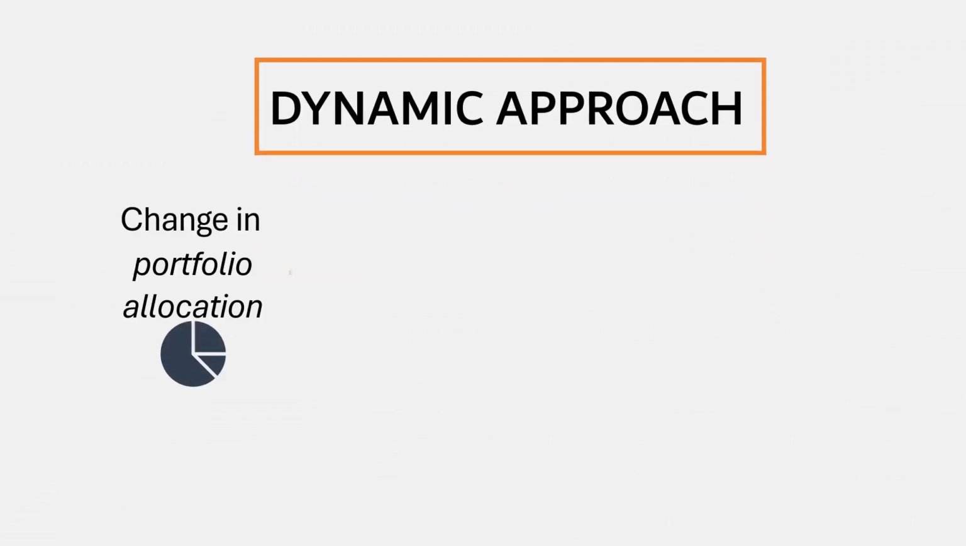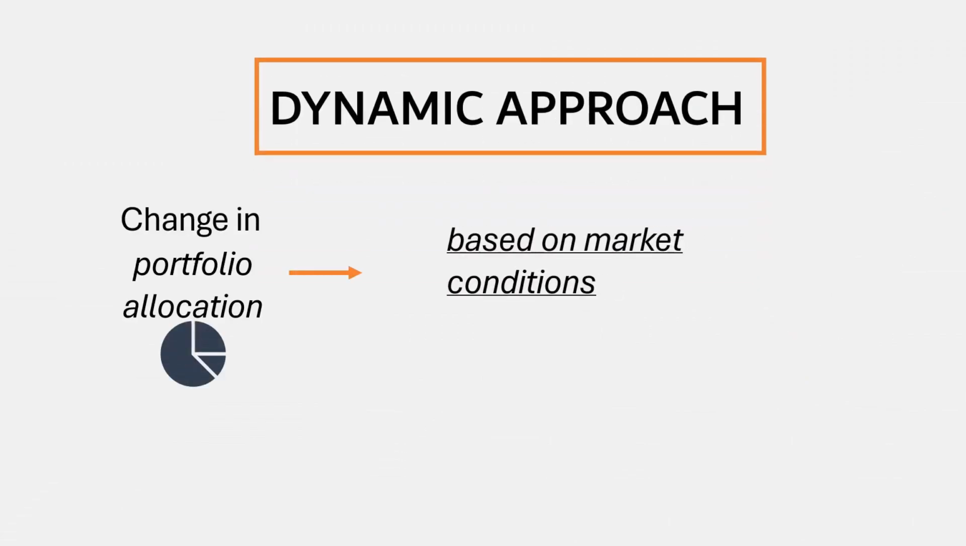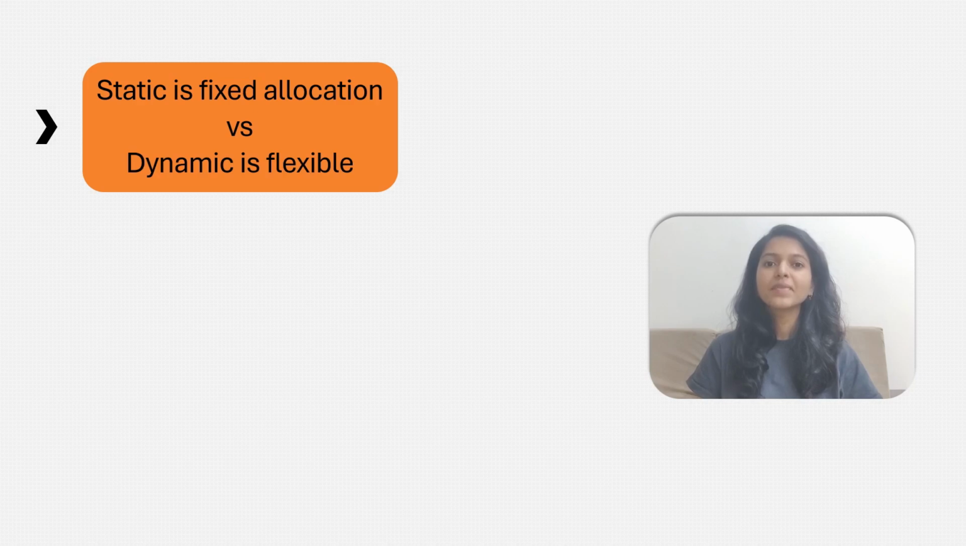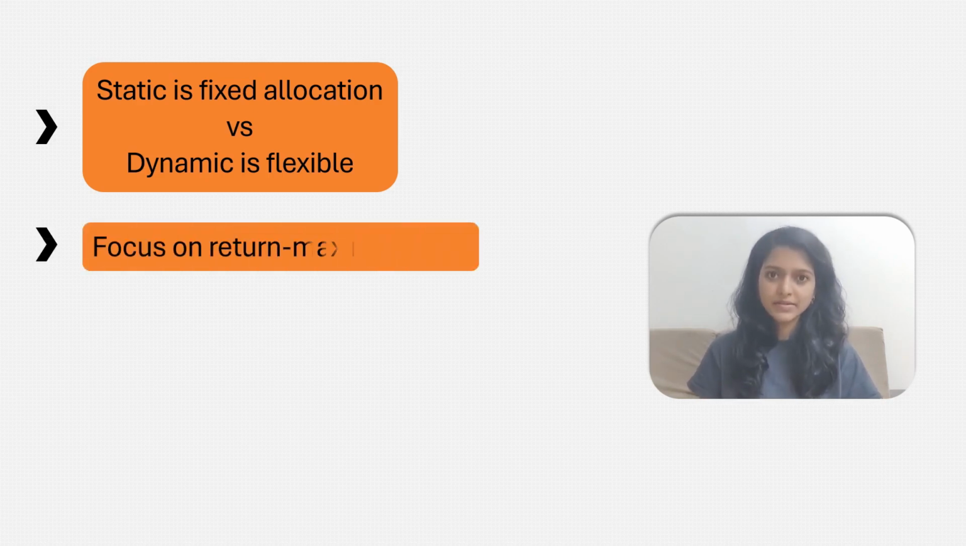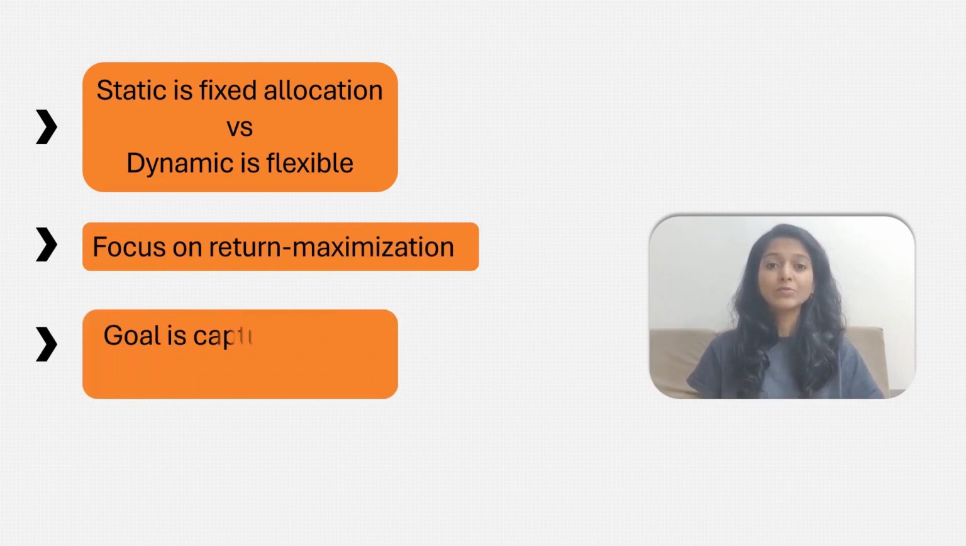Dynamic asset allocation means changing portfolio allocations based on market conditions. Unlike static, where the allocations remain fixed, dynamic is less focused on maintaining a specific mix of assets because it realizes that different asset classes perform differently over time. As it focuses on maximizing returns, its goal is to capture market opportunities while managing risks.